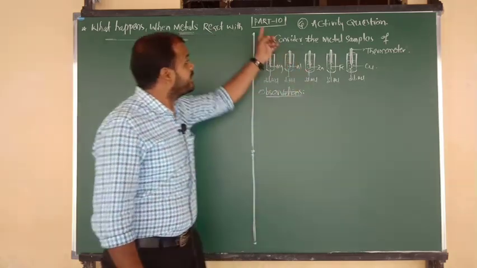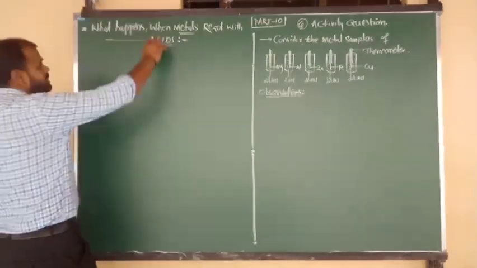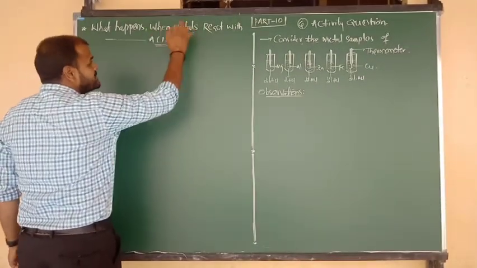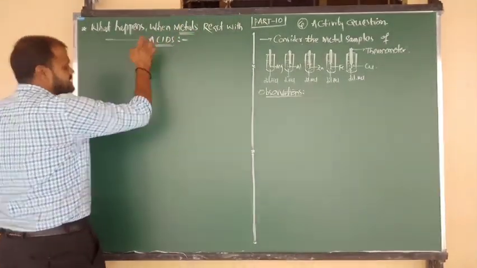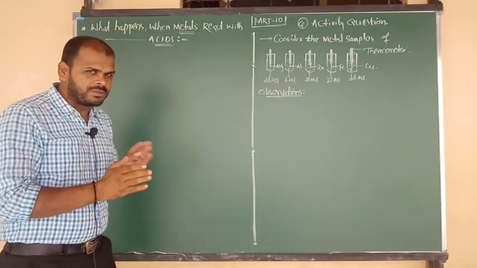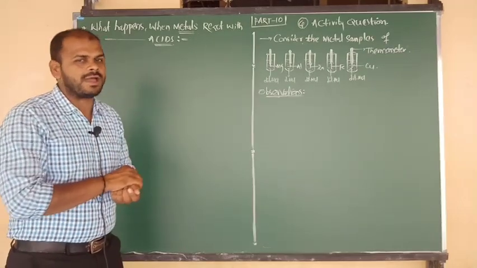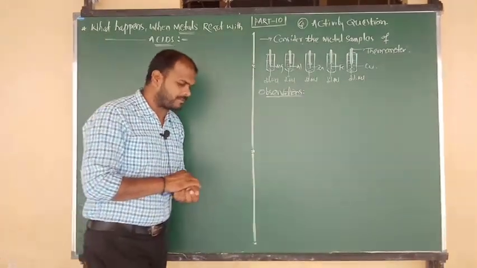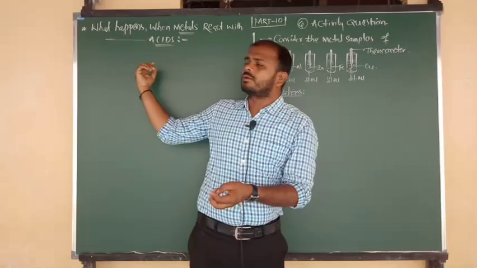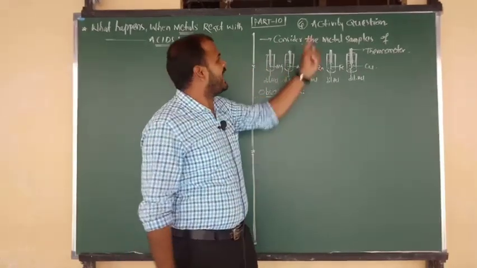Now in this part 10 video class, I am going to discuss what happens when metals react with acids. How the reaction takes place between a metal and acid. This activity we are going to discuss here. Before entering this topic, I want to explain one activity question.